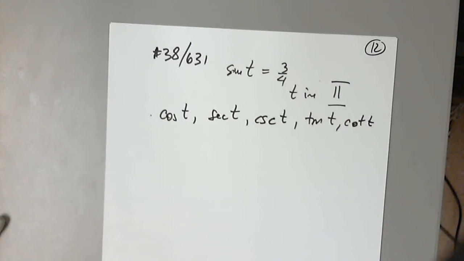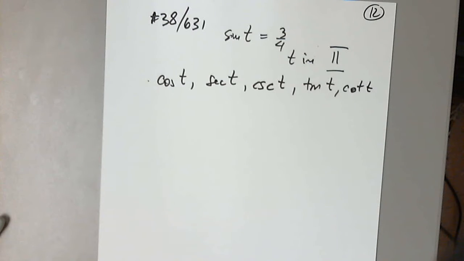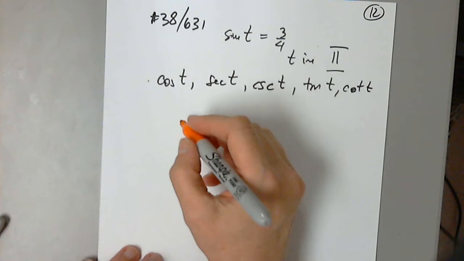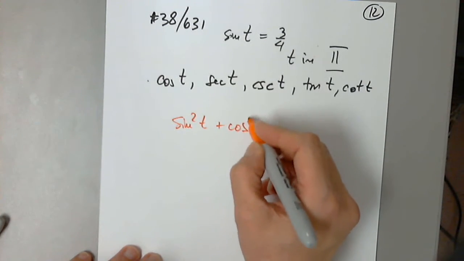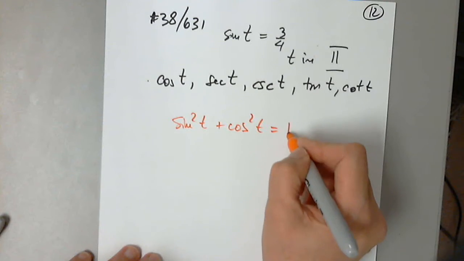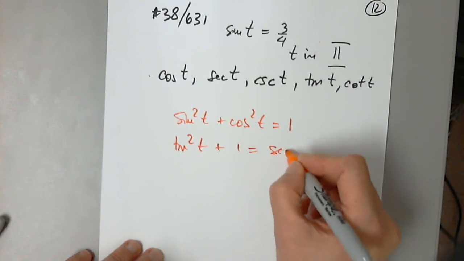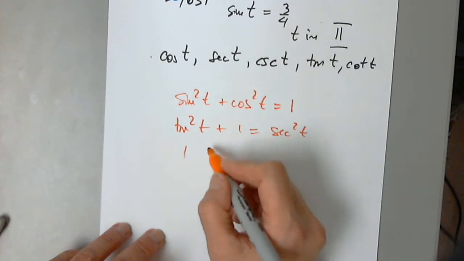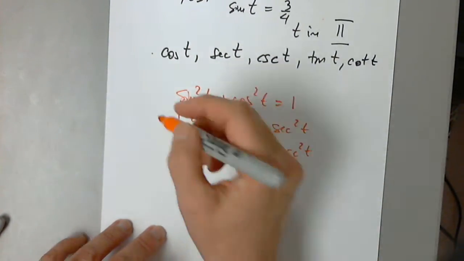Okay, forget for a moment about what we're asked to determine. We do know 3 trig identities. We just discovered all 3 of them a few minutes ago. The first one was sine squared t plus cosine squared t equals 1. The other one was tangent squared t plus 1 equals secant squared t. And the last one was 1 plus cotangent squared t equals cosecant squared t.